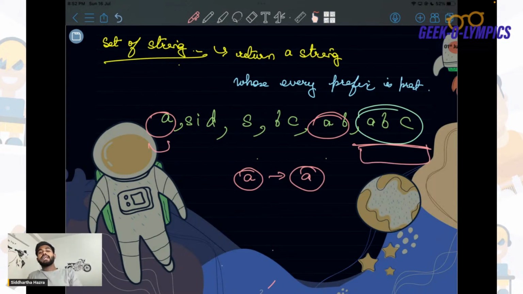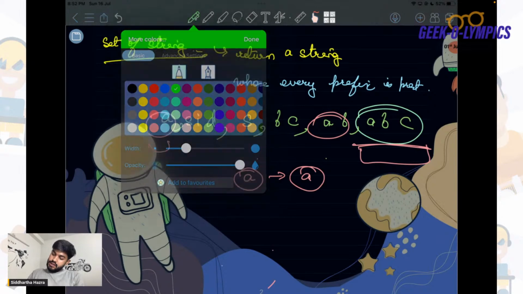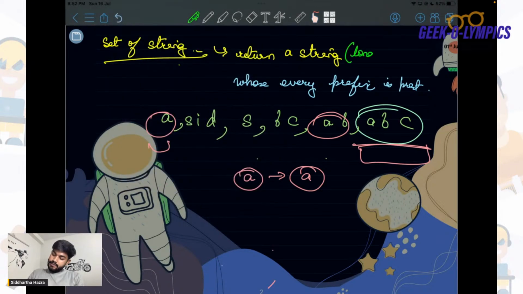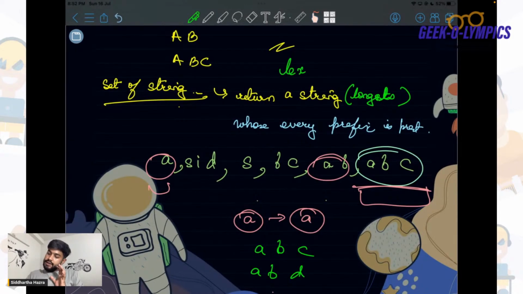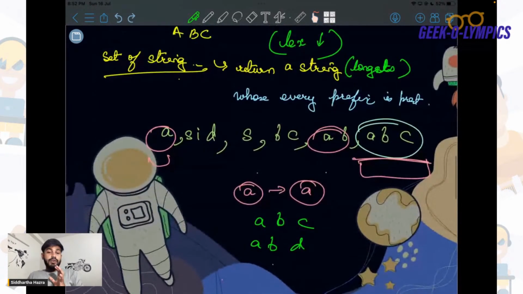So you need to tell the longest string. Okay, you need to tell a string which is the longest. And the very next thing is, let's say ABC, all the prefixes of ABC are also present and all the prefixes of ABD are also present. So you need to return the lexicographically smallest. Remember it. Okay, lexicographically smallest, meaning what?